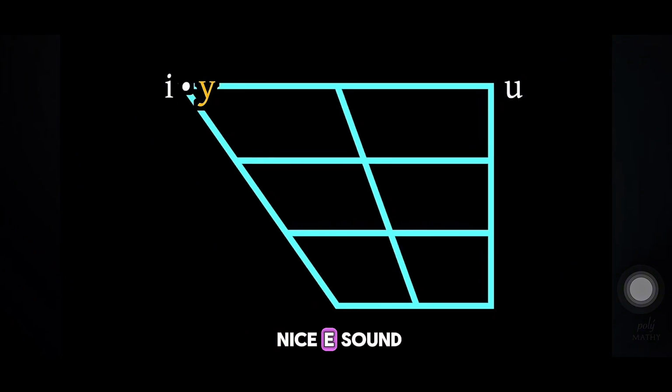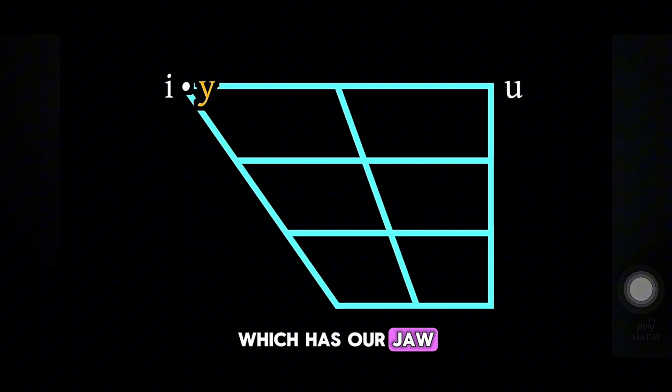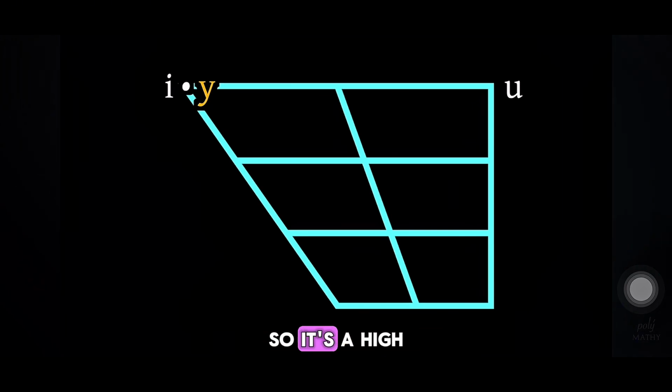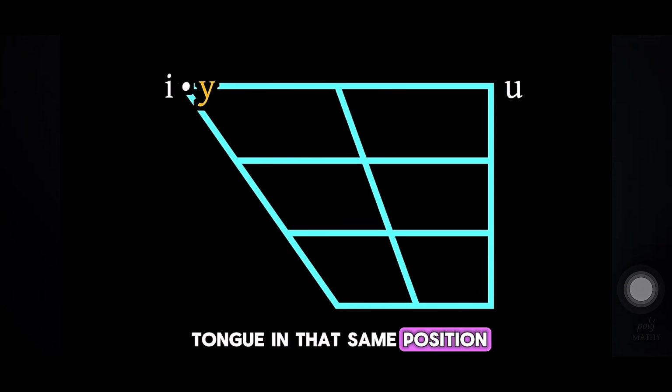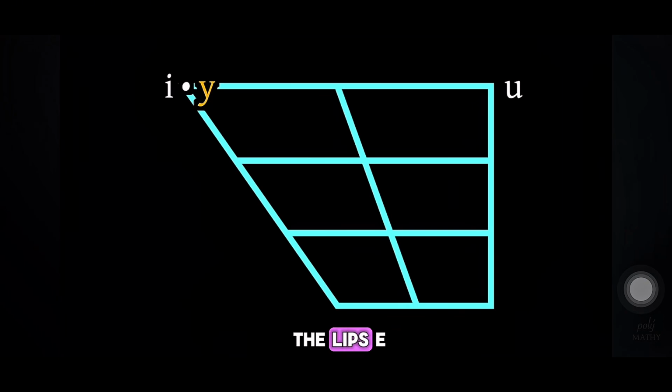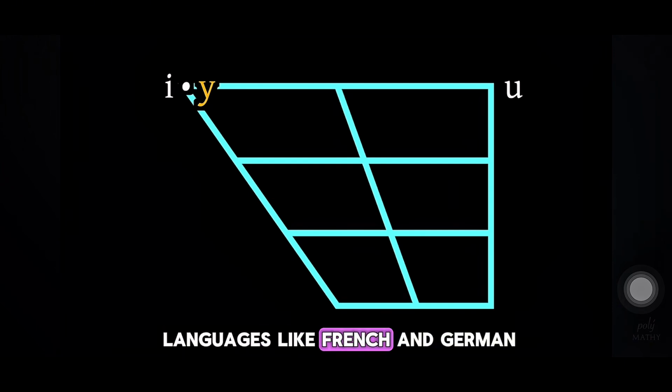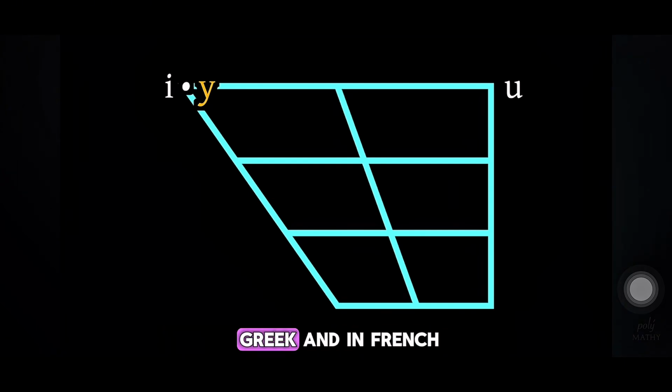We have the nice ee sound, in which our jaw and tongue are high, so it's a high vowel. It's front ee, and then keep that tongue in the same position and just slowly round the lips. This vowel occurs in languages like French and German, as well as ancient Greek.